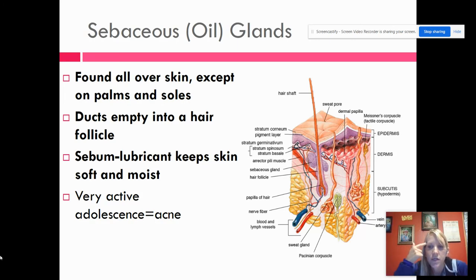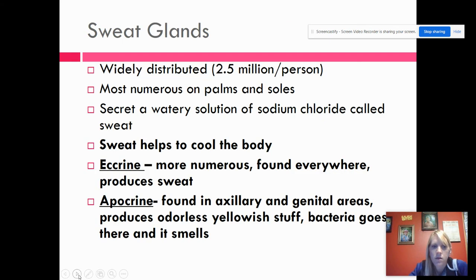The ducts, like I said, empty directly into your hair follicle, and it's called sebum. Some people call it oil, but it's technically called sebum. That's the lubricant that sebaceous glands produce. Usually when your hormones change like crazy during adolescence, they can be overactive and cause acne. Some people, when they're pregnant, when their hormones change, it can cause acne. Acne can also be caused by your diet, genetics, and if your face is dirty.